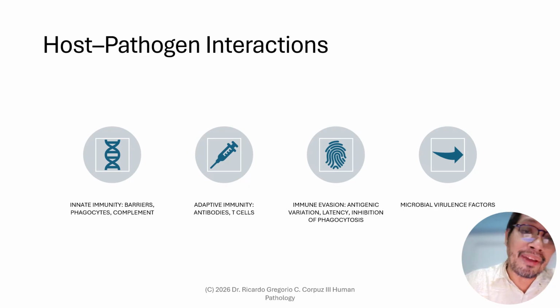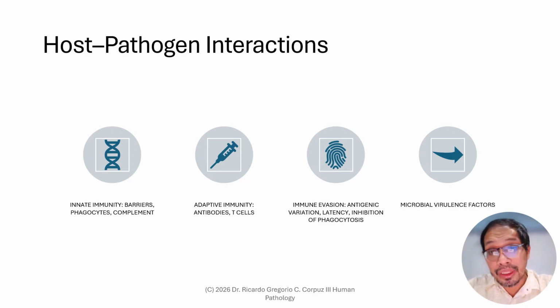Physical and chemical barriers: skin, mucous membranes, gastric acid, antimicrobial peptides. Phagocytes, neutrophils and macrophages, rapidly ingest and kill microbes. Complement system: opsonization, membrane attack complex, and inflammation. Innate immunity acts within minutes, and its effectiveness often determines whether an infection becomes established.